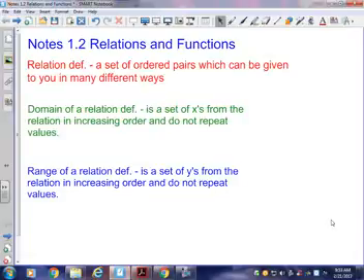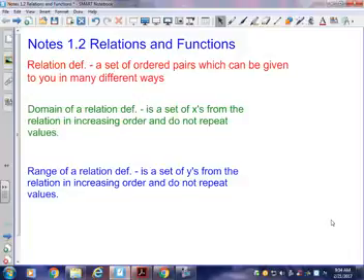So because of that, we have to make sure we can test every relation to see if it's a function or not. So here I have the definition of a relation: it's a set of ordered pairs which can be given to you in many different ways, and there are actually 5 ways, and we're going to look at one example of all 5. Ordered pairs just means coordinate pairs. It means point numbers like 2, 4, y'all. That's what an ordered pair is.